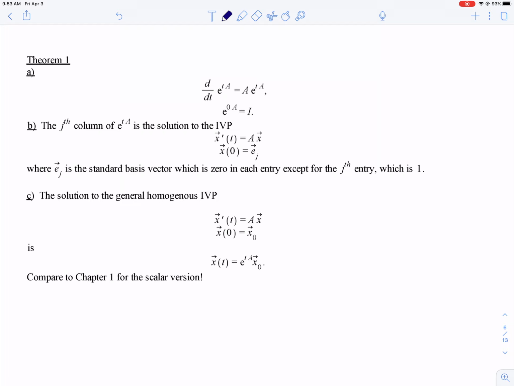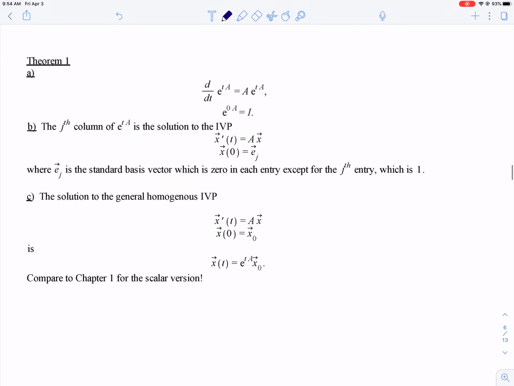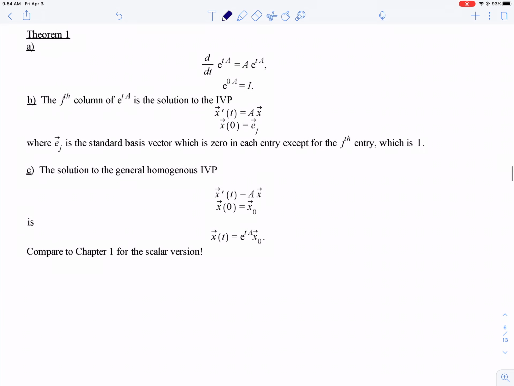Okay. We'll think about it for a second, and we'll see that a is equivalent to b, and then we'll make explicit the connection to solving initial value problems of the sort we've solved before. So let's prove a.